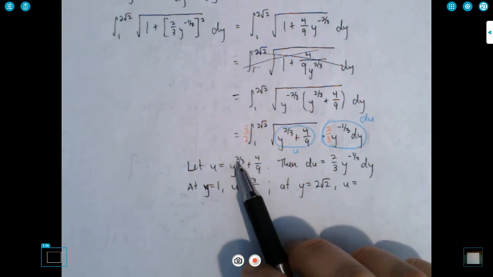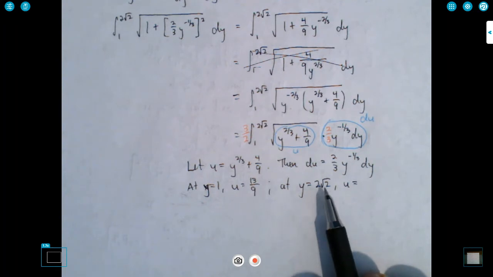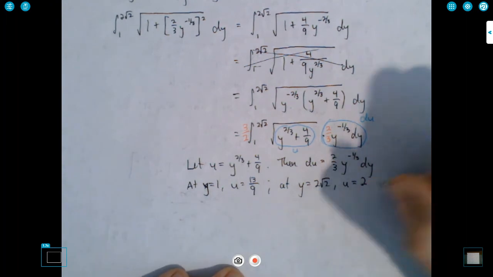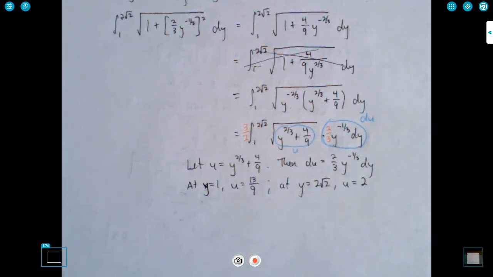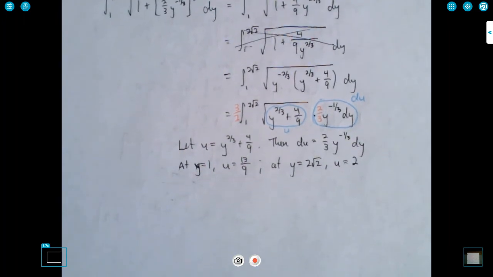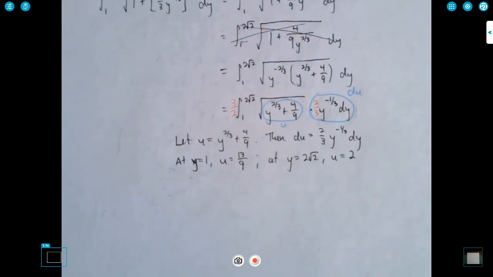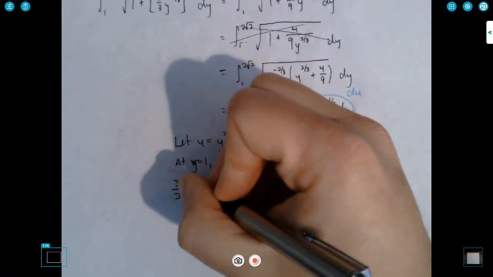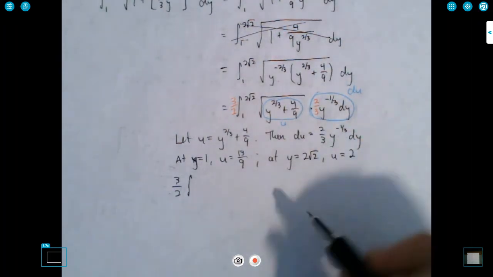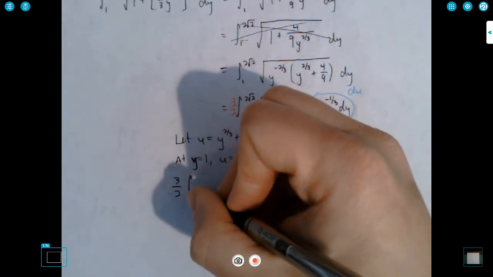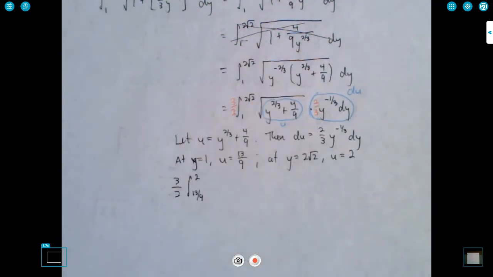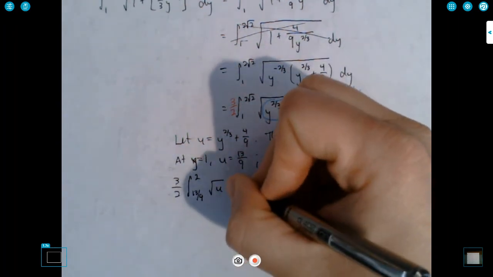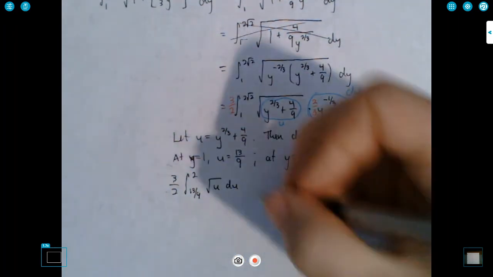Let's square it first. 2 root 2 squared is going to be 4 times 2, which is 8. Oh, and the cube root of 8 is 2. That's actually really nice. That one ended up okay. All right. Let's do this then. So we're going to have 3 halves times the integral from 13/9 to 2 of square root of u du, and that's all there is to it.